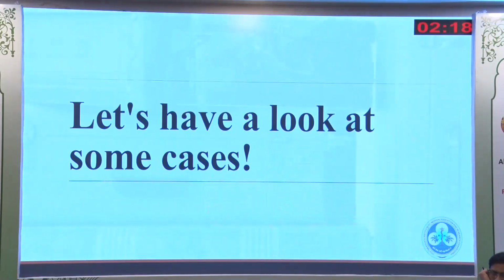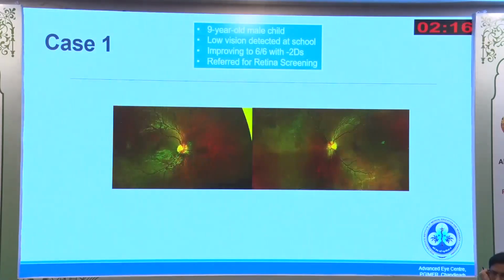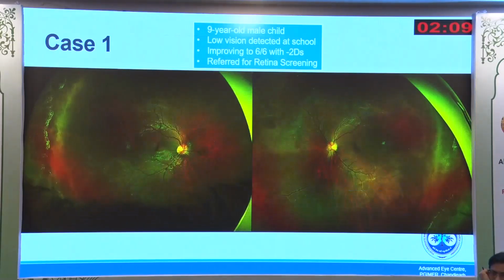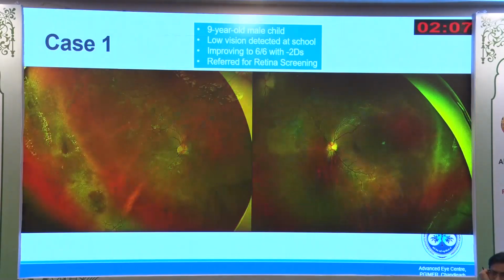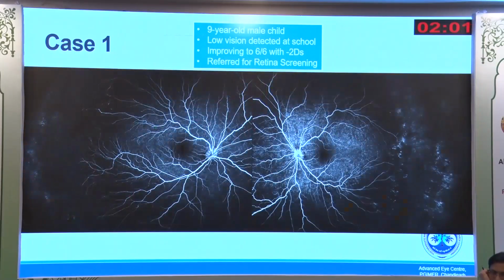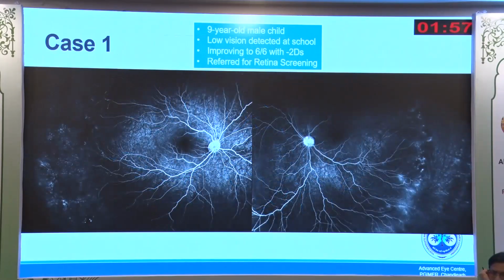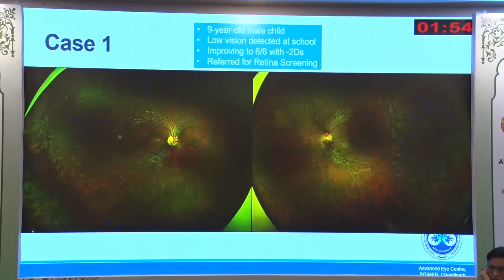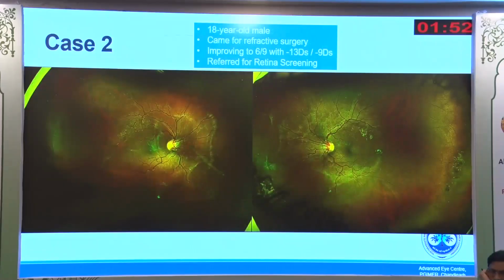I'll just show some examples to amplify these findings. You can see this child who was a 9-year-old referred just for low vision detected at school. If you see the posterior pole, it's fine, but once you go to the periphery, if you look at the periphery carefully, you see the vessels stopping short and circumferential lattice with holes that are present. And the angiography tells you the extent of the avascularity that is actually there, even with the 6/6 vision that the child has. Now I of course treat all of them with laser, but we'll come to that later.